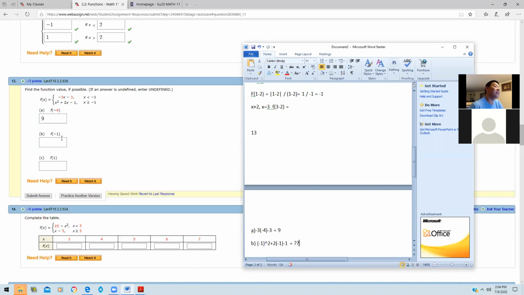You guys with me here with this? It's not that tough. You just need to watch what number you have, and then look at this domain. Like 1: is 1 less than negative 1, or is 1 greater than negative 1? First or second for part C?